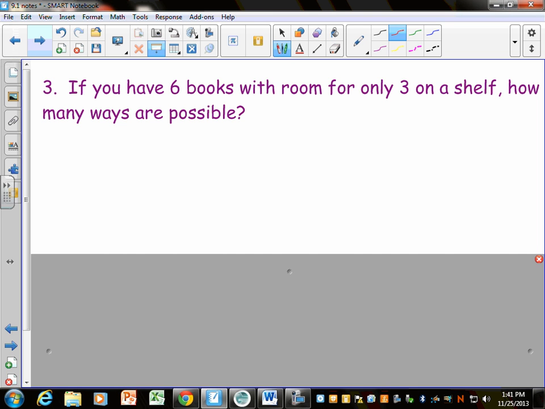So what about this problem? It says if you have 6 books with room for only 3 on a shelf, how many ways are possible for you to put 3 books from your 6 books on a shelf? Now this is not 6 factorial because I'm not using all 6 books. You agree with me on that? If I was going to say how many ways can I put 6 books on a shelf, I would just say 6 factorial. But I only have room for 3 of them. So I only have 3 spots.